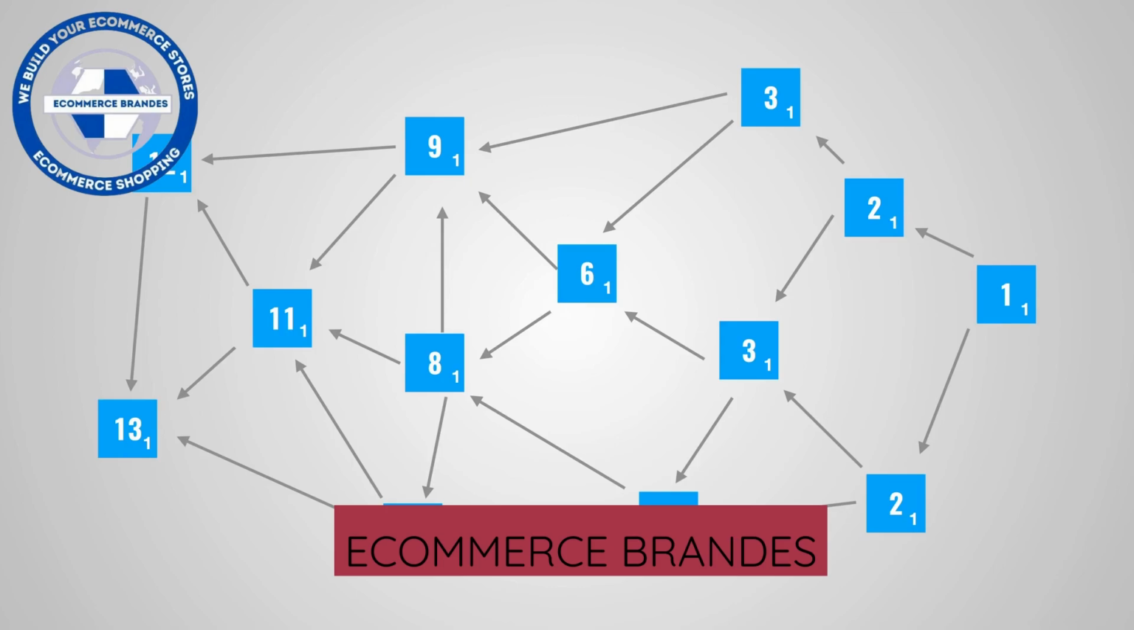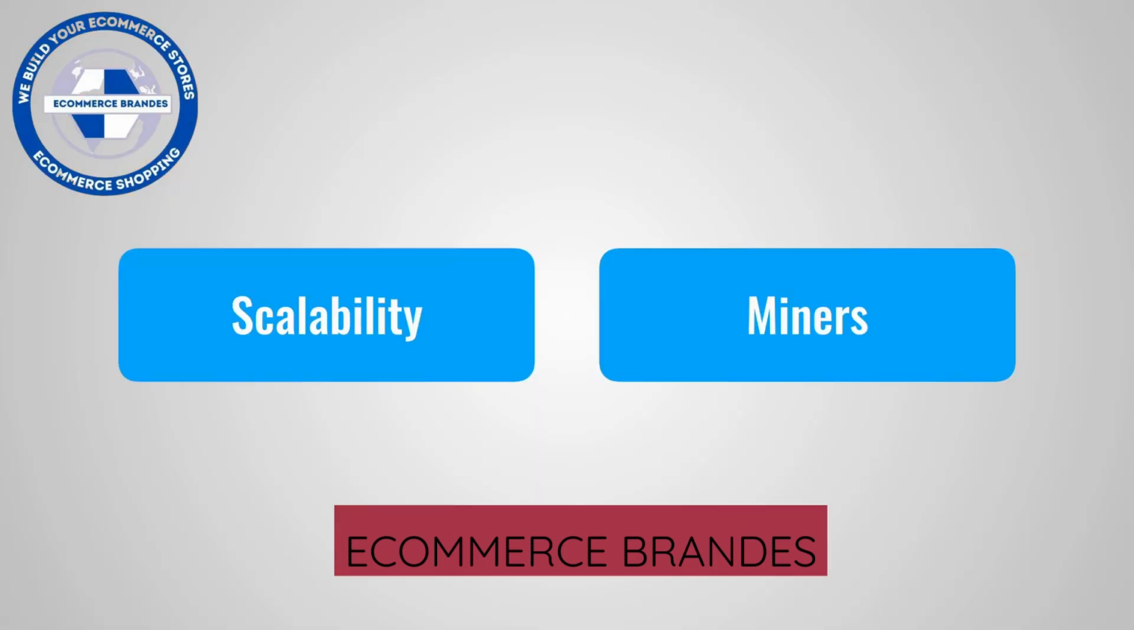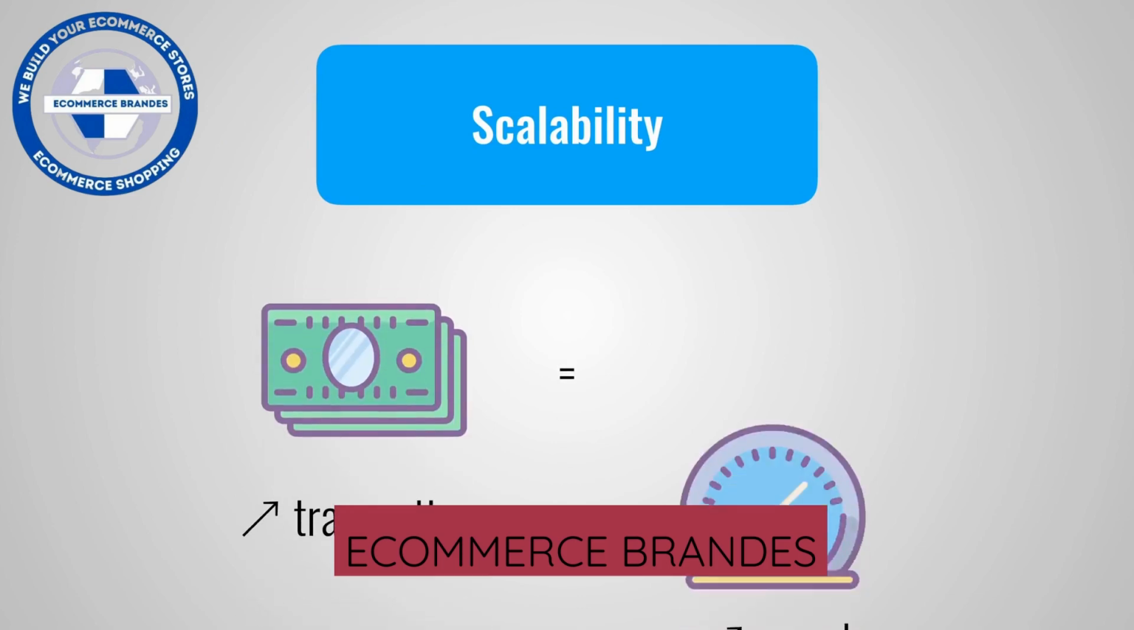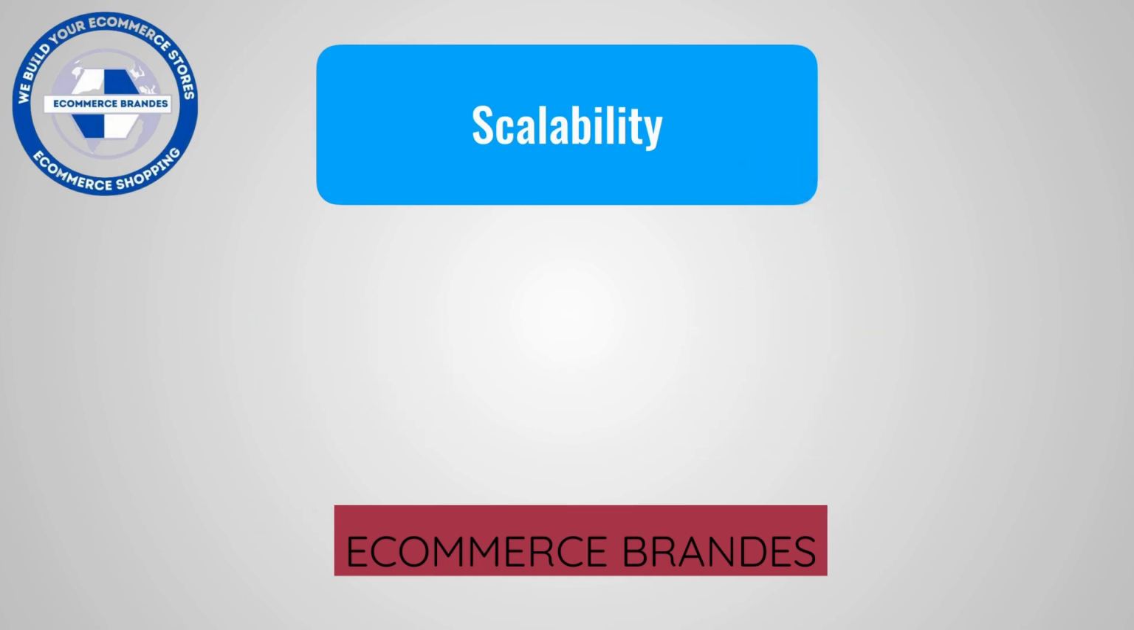So now you know what IOTA's tangle is and how it works, but how does it stack up against traditional blockchains? Well, the tangle solves two big issues: scalability and miners. Let's discuss scalability. As we've seen, IOTA's network becomes faster when more transactions happen. This means that IOTA can handle almost an unlimited amount of transactions per second, while traditional blockchains can only handle a few.